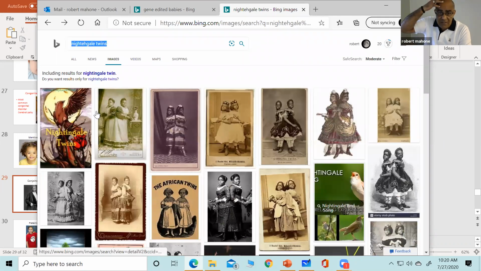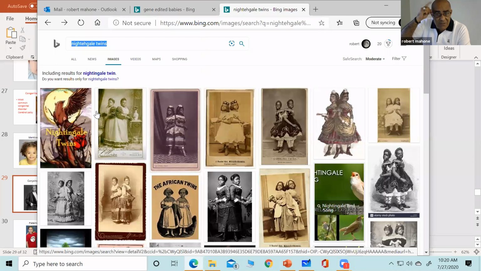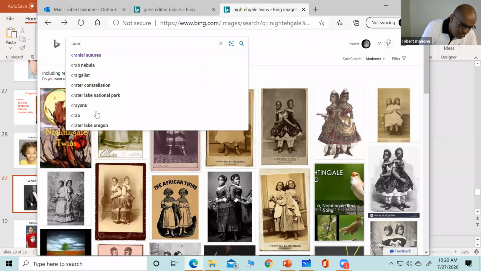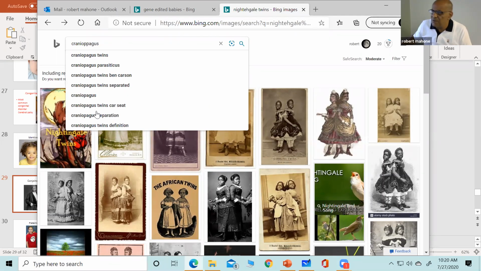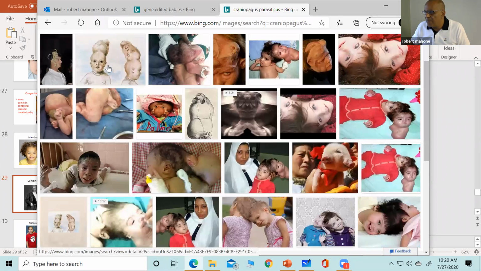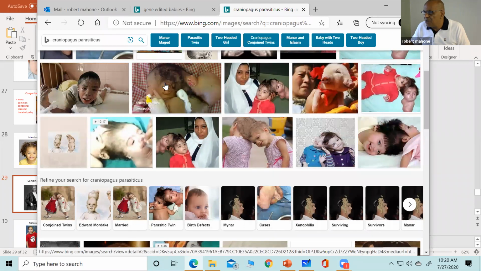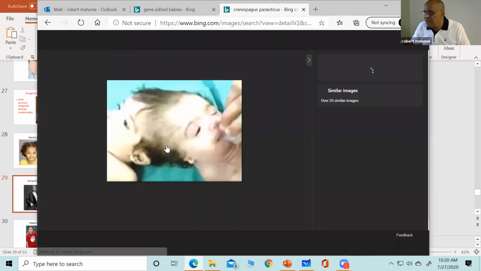conjoined at the head, which means inside their brains are joined. Very, very difficult to separate them, by the way. You know it's going to cause some brain damage, and one of them may not survive at all. That is craniopagus parasiticus, right there. Babies that are born conjoined at the head like that.